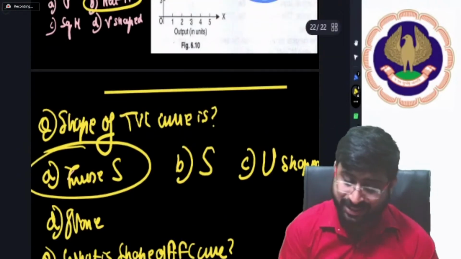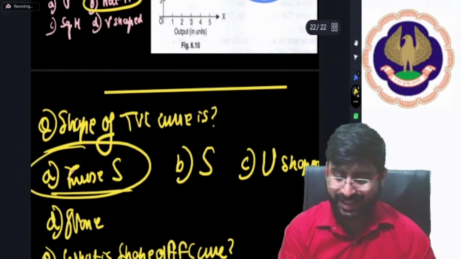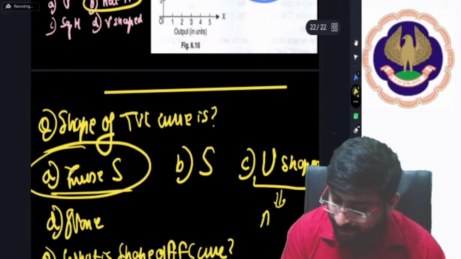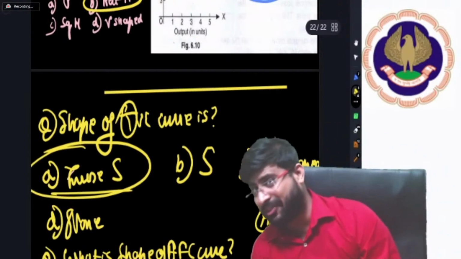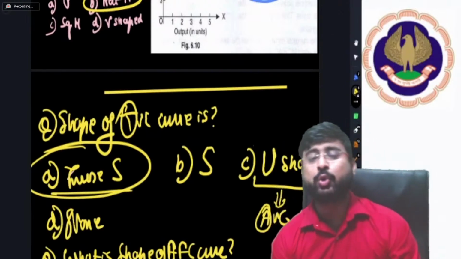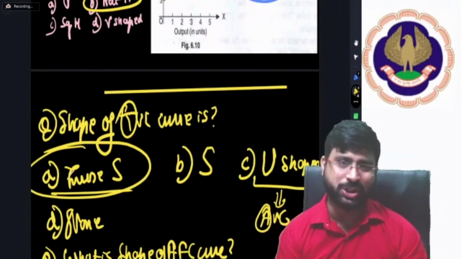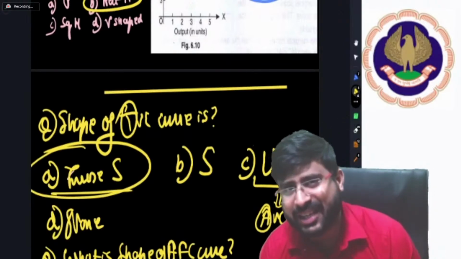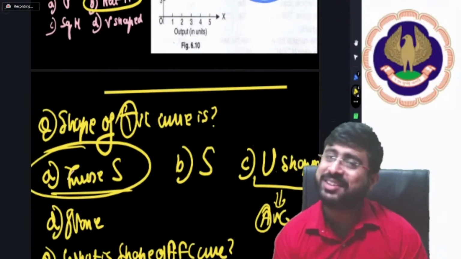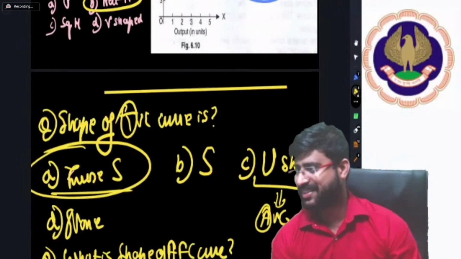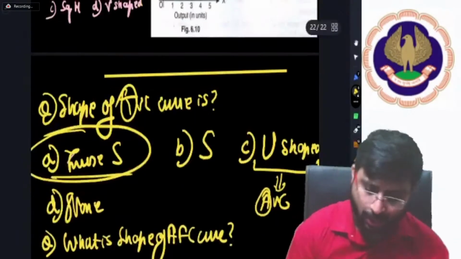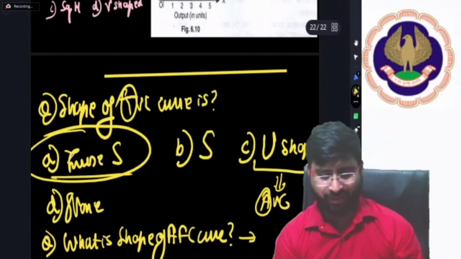Remember, TVC curve is inverse S. U shape is average variable cost. T stands for total, A stands for average. That's why I gave you this question. Many students write U shape. It is AVC which is U shape. TVC is inverse S shape. Now come on, what is the shape of AFC curve?